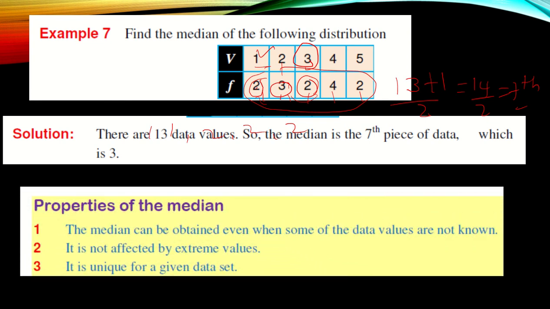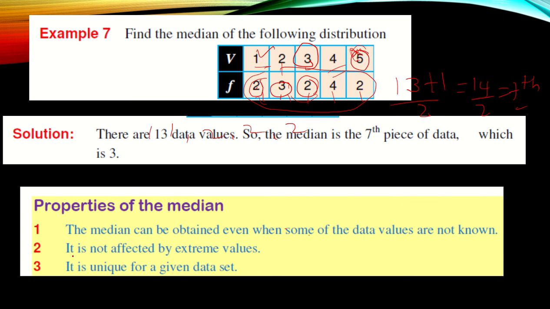Median also has its own unique properties. Median can be obtained even when the sum of the data values is not known. For example, the highest data here, the largest one, instead of 5, maybe it's x. But if it is known to be greater than 4, it might be 6 or 5, it doesn't matter. So the largest or the smallest value may not be known. Simply the total number of frequencies matters. How many data do we have in total? Then divide, because of the middle term. If we have the middle term already, some data being unknown will not affect it.